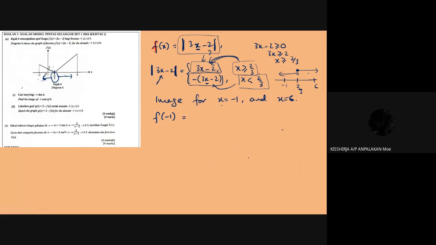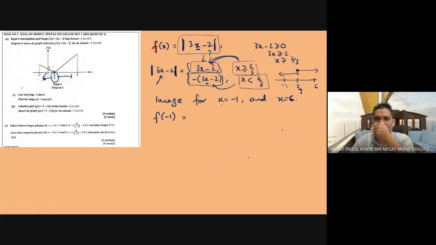No, the other one. Why? Because x is less than 2 over 3. Okay, less than 2 over 3. And we are referring to this domain, less than 2 over 3, and this domain is for this function.